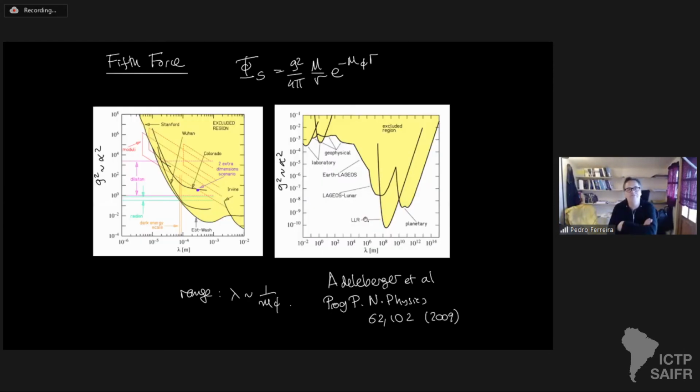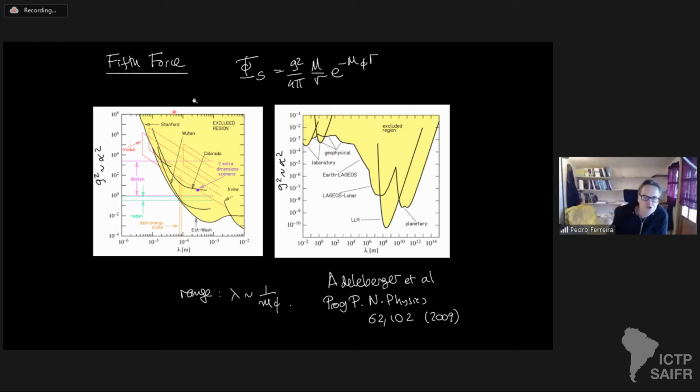Now, we have remarkable constraints on them. This is a review by Adelberger and collaborators, which we keep on showing in this topic. And what you have here on the y-axis is the strength of the fifth force, which is the g squared or the alpha squared in the previous transparency. And on the x-axis you have the scale. And so here are laboratory experiments, okay? And these are the ranges of the constraints that you have, okay? And as you go to larger and larger scales, you get better and better constraints.